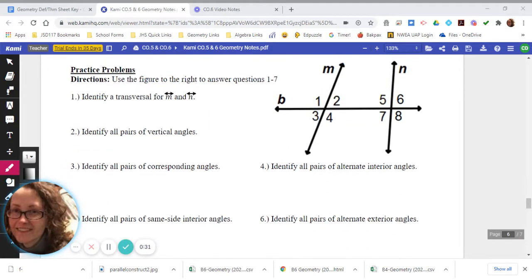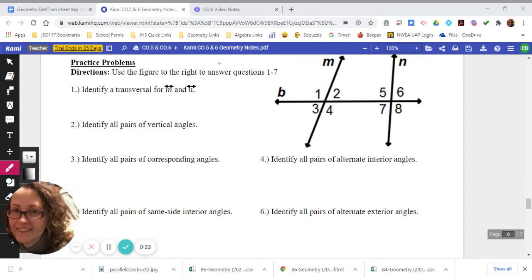I'm not seeing any. So question number 1 asks us about a transversal. What is the transversal for lines M and N? So basically, what line cuts through both M and N? And that would be line B, using my proper notation for B with the line with the 2 arrows over it.